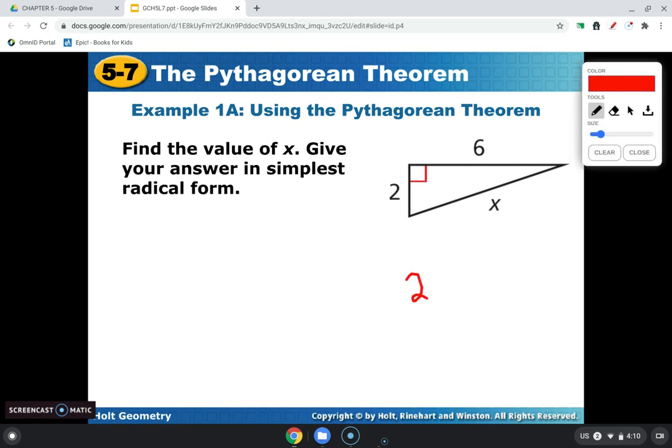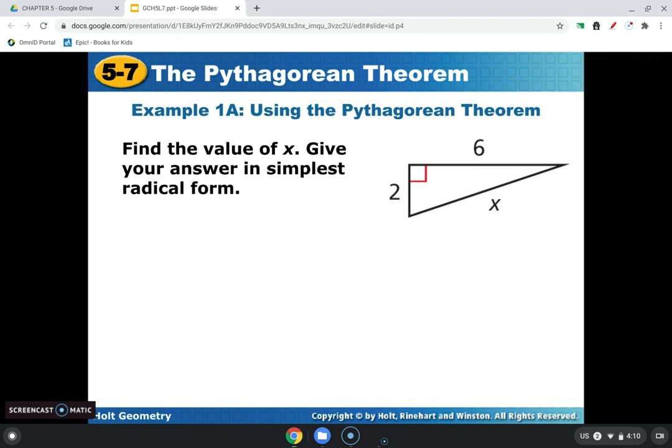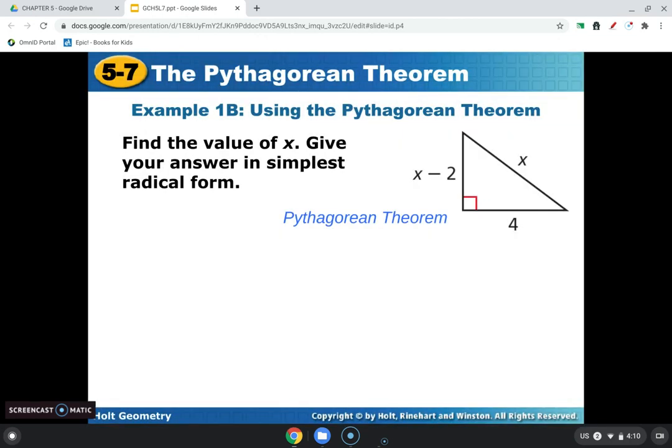So to find that, I'd go 2 squared plus 6 squared, which is what, 40? And then we could take the square root of 40, which is 6.32. Okay, let's try that again.